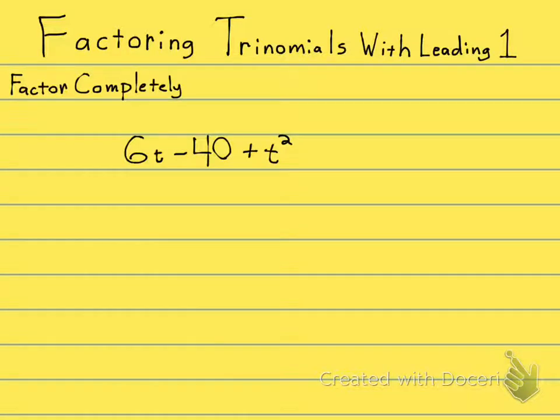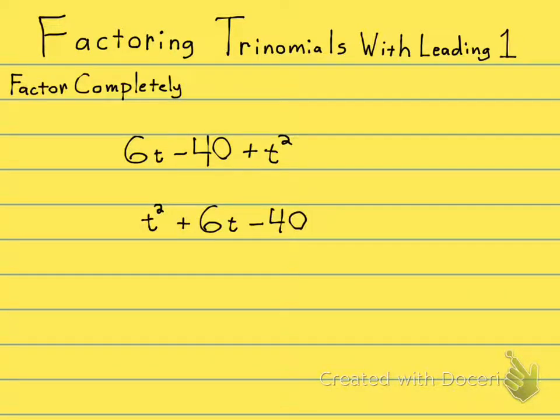All right, this is a good problem. Factor completely. And if you look, this problem is not in the correct order. It has to be in the right order before you can factor. So you have a t squared all the way at the right side. Your t is on the left, and your constant, your number, your 40, is in the middle. So all we need to do is put this in the correct order.